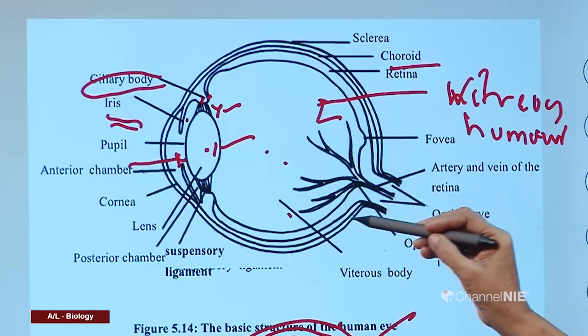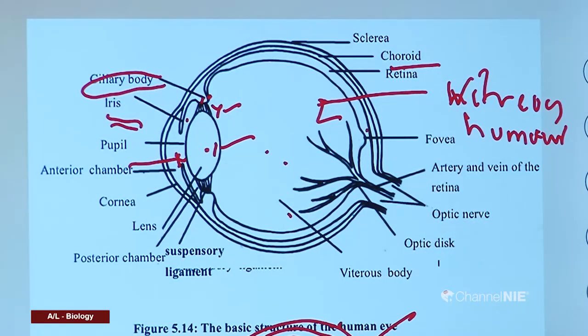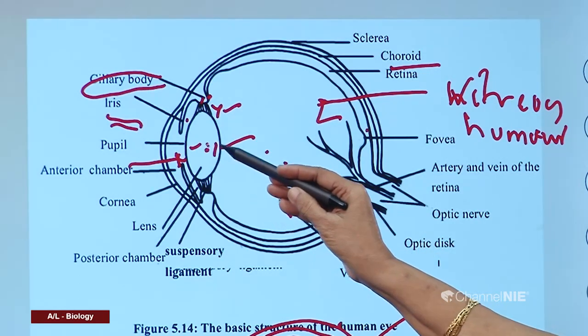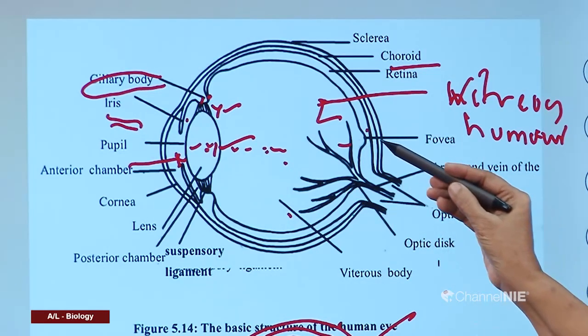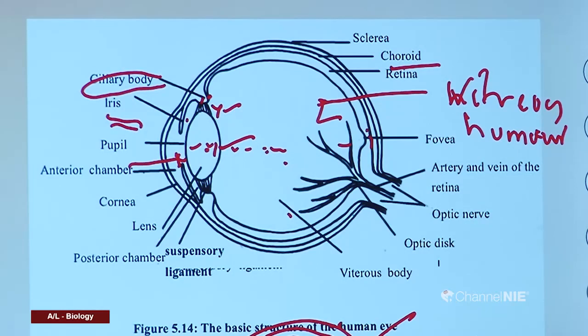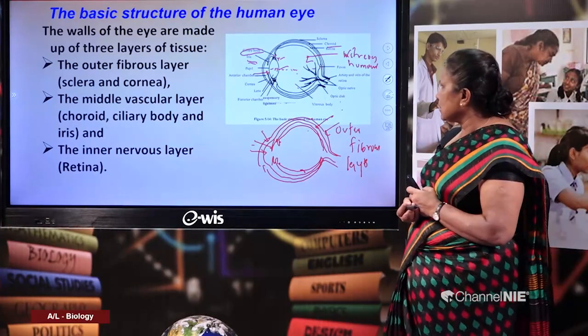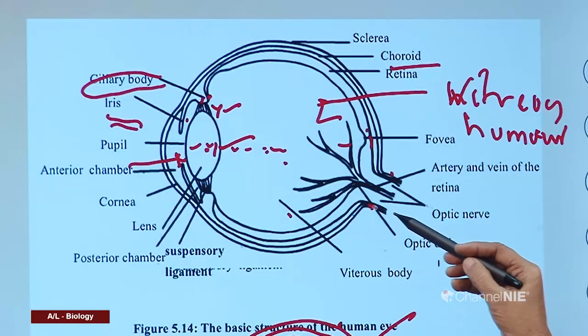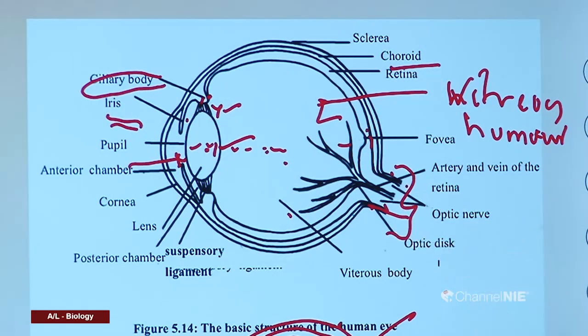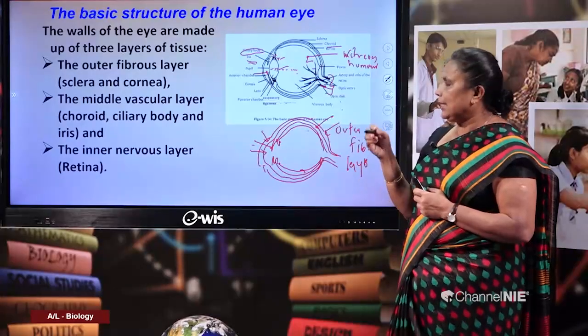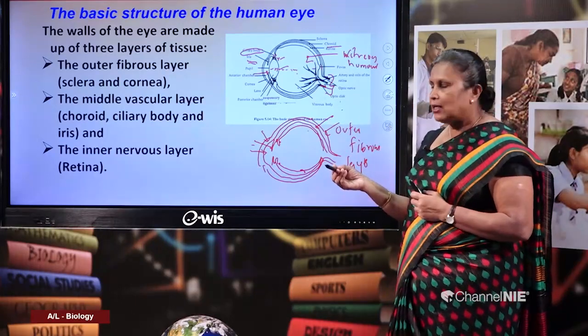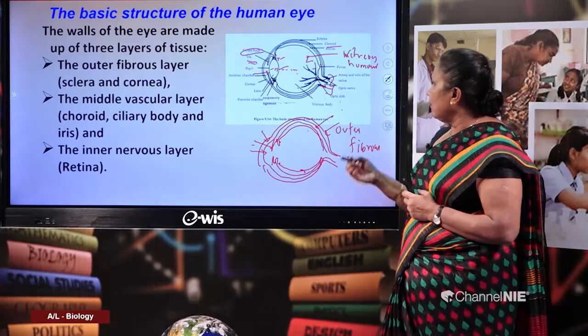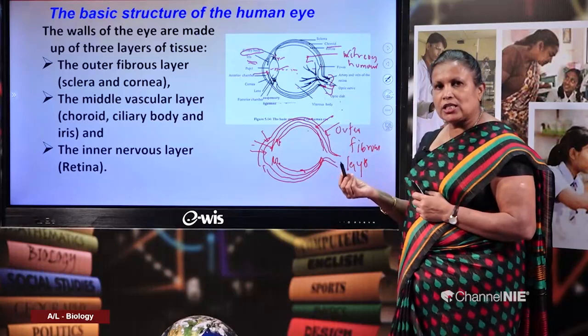In addition to this, you can see there is a depression behind the lens. This depression is known as the fovea, or fovea centralis, which contains special photoreceptor cells. And here, at the back of the eye, the posterior end, you can see the optic nerve, which contains sensory neurons to transmit impulses from the photoreceptors to the region of the brain where perception and interpretation occur.